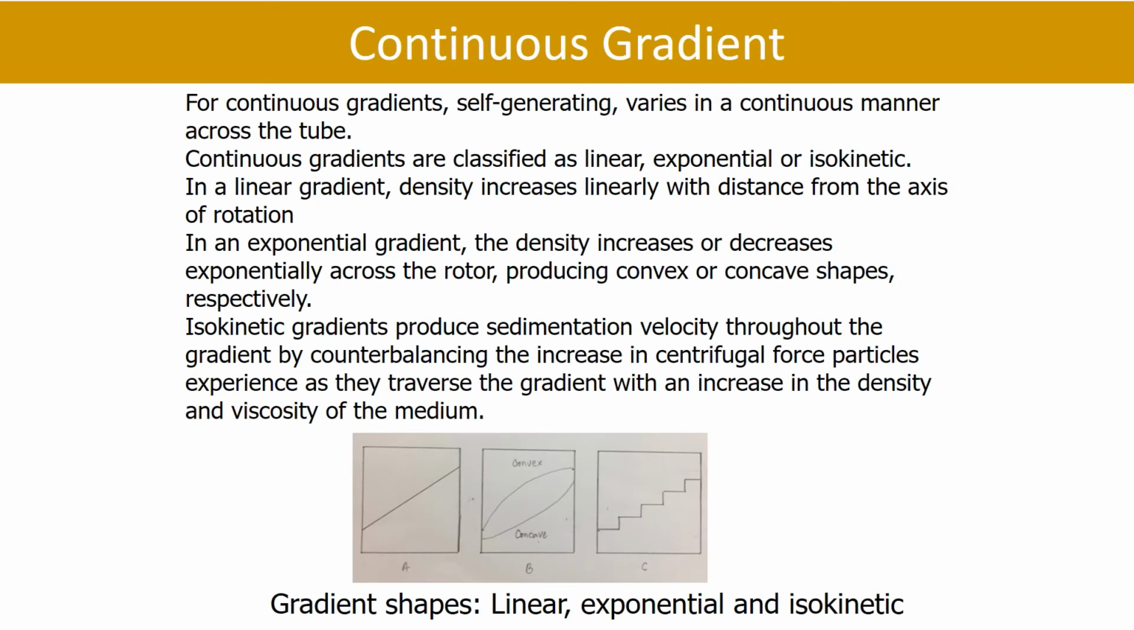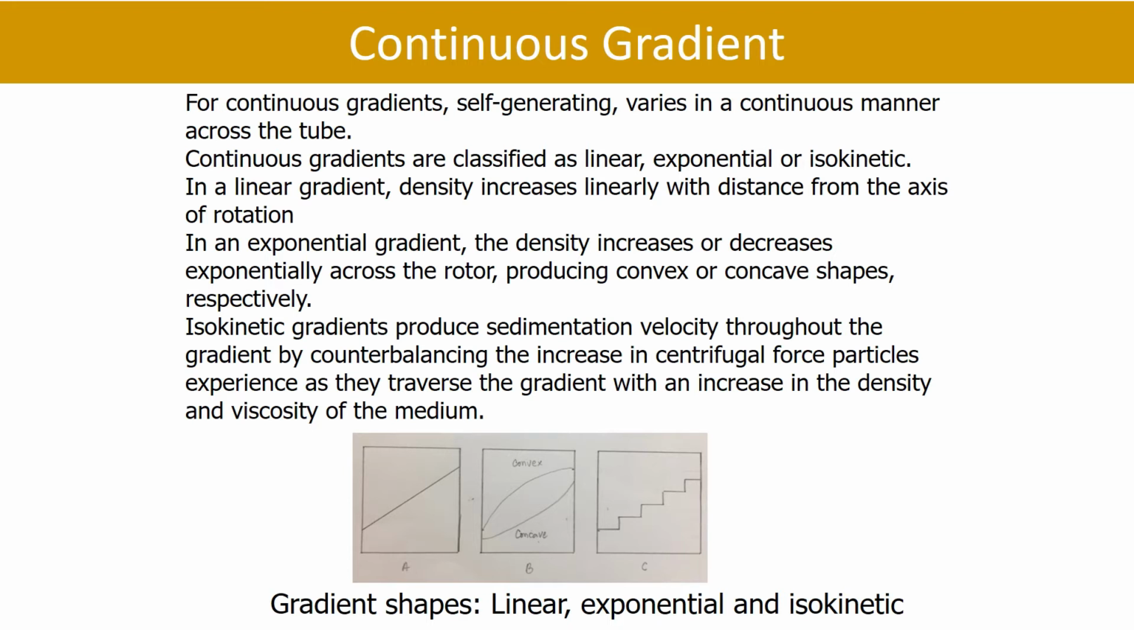A continuous gradient is normally a self-generating variety. That is a property of the material, so they are able to self-generate a gradient. In a continuous gradient, the medium density varies in a continuous manner across the tube from top to bottom, or in a rotor, from the axis of rotation to the end. That is how the gradient will increase. Now, continuous gradients are classified as linear, exponential, and isokinetic. What do these mean?